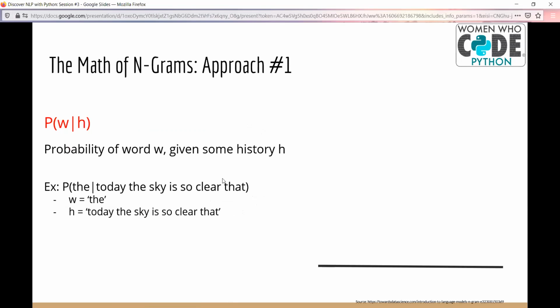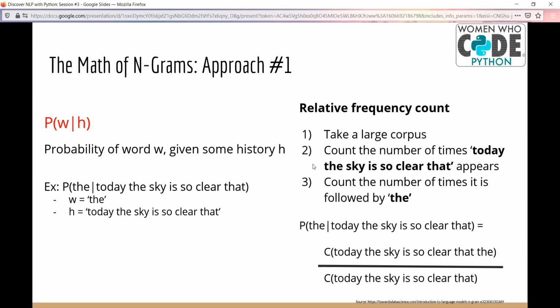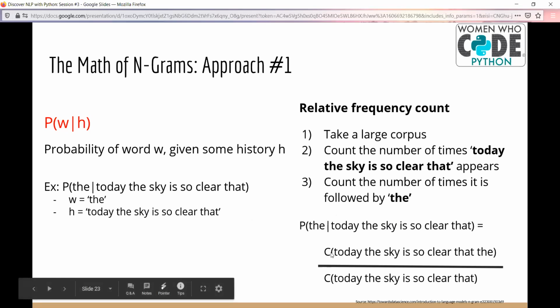To calculate the probability of a given word, we take the history into consideration. If there's a sentence, "today the sky is so clear that", and we want to predict the probability of the word "the" coming after this sentence, for that we are going to take a large corpus. We are going to count the number of times the sentence "today the sky is so clear that" appears, and then we are going to count the number of times "the" has occurred when we already have this sentence in the history. So the probability would be equal to the count that "today the sky is so clear that the" has come, given we already have "today the sky is so clear that". For a particular word, in this case "the", we are taking into consideration the whole history, and that's how we are going to know what is the probability that we are going to get "the" in this case.